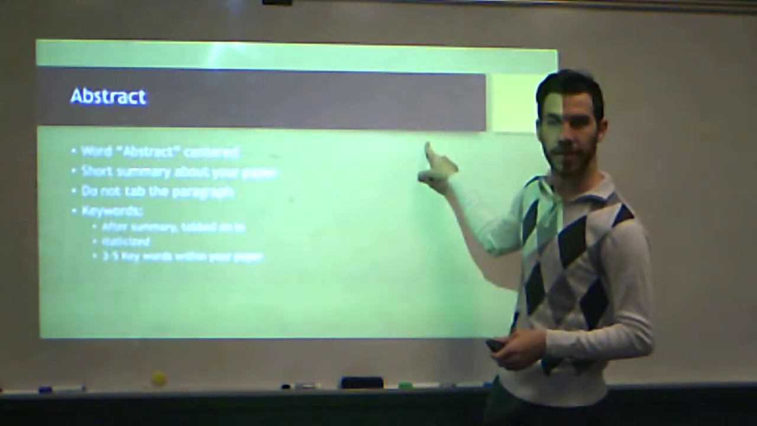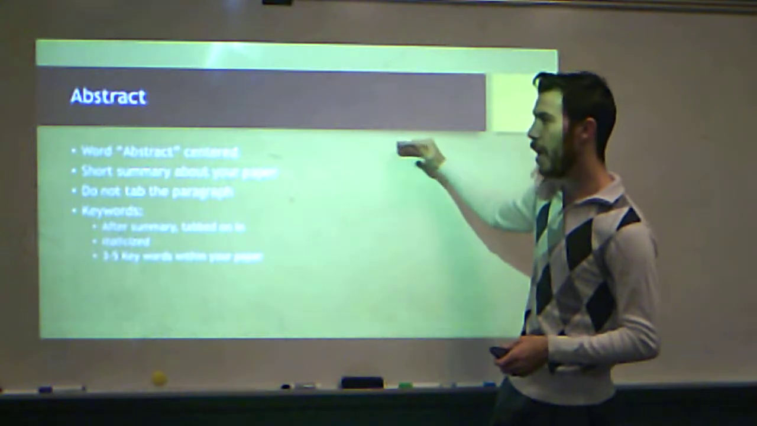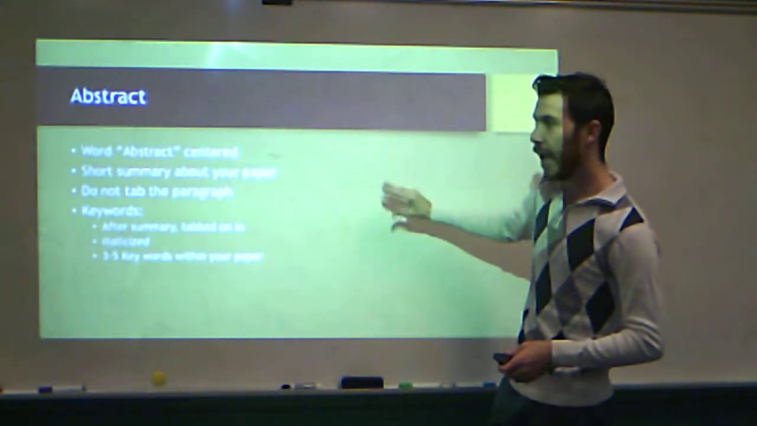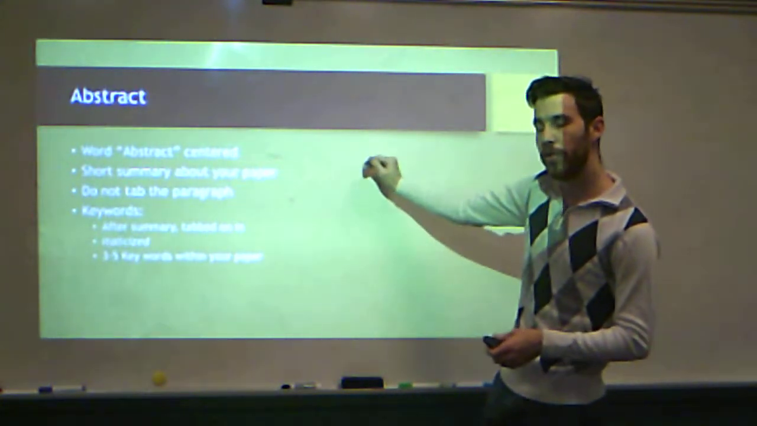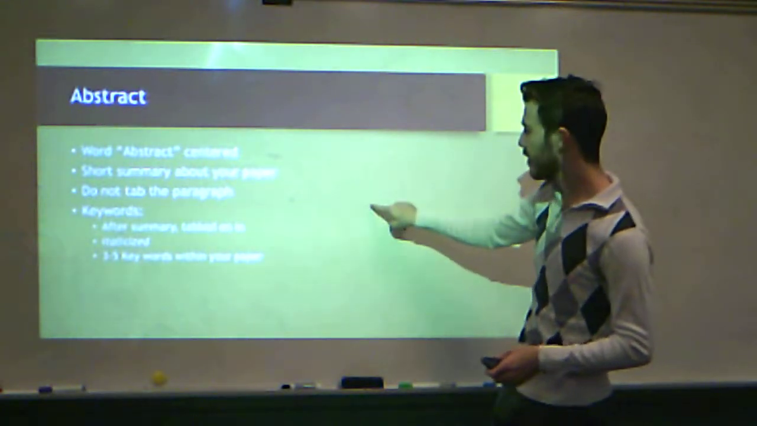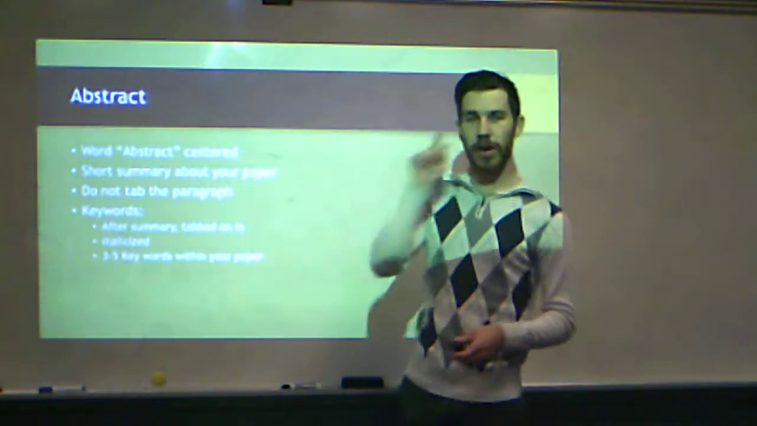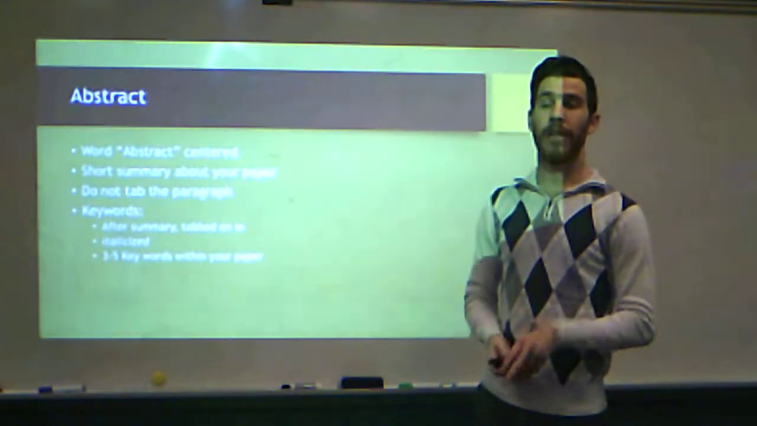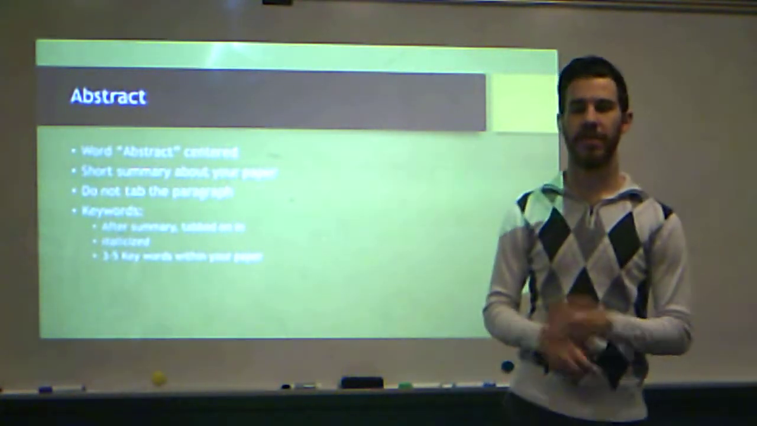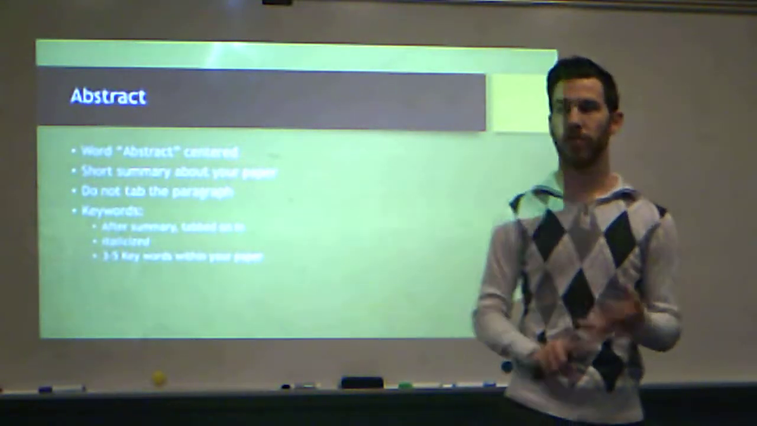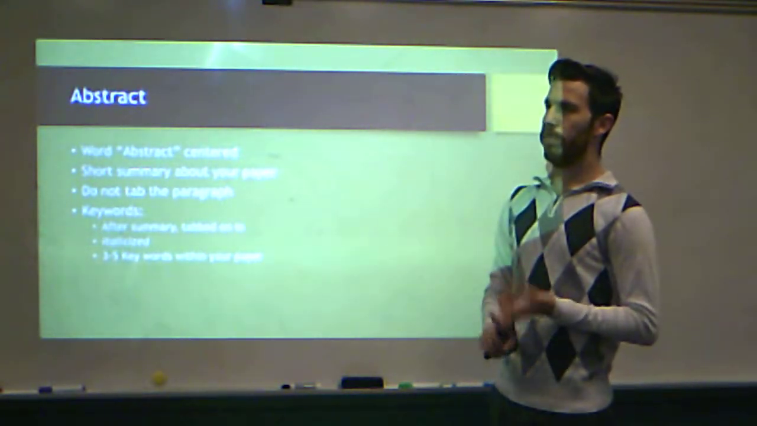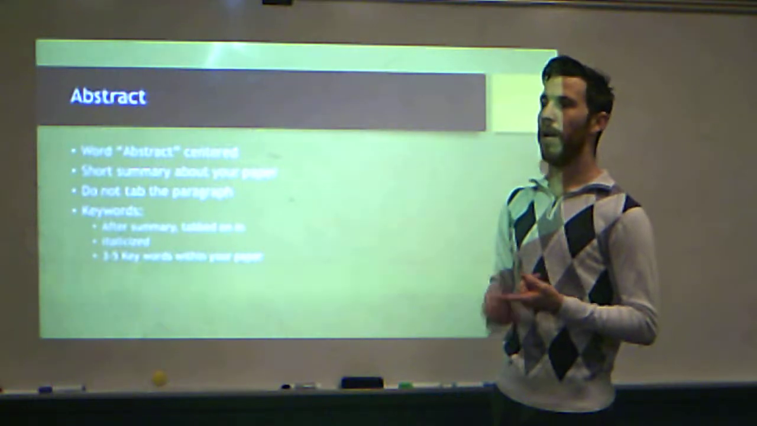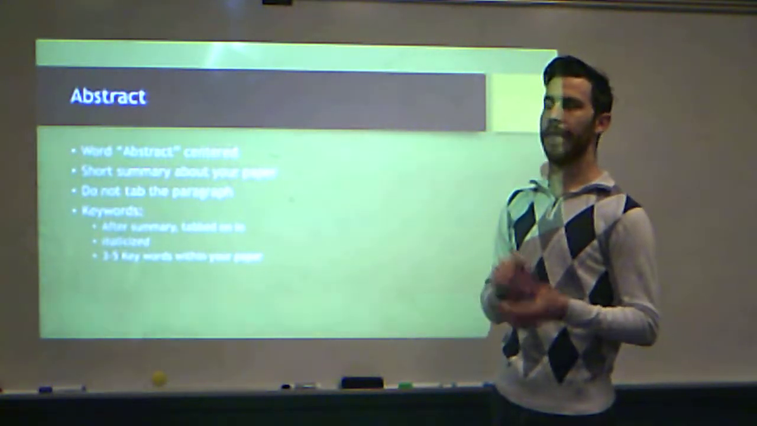The word abstract is centered in the center of the page, and it's going to be a short summary, and you're not going to tab the paragraph like you normally do. And at the very end, you're going to have the word keywords, and then a colon, and then you're going to have 3 keywords, 3 to 5. Okay, so my keywords for my master's thesis were Disney, social learning theory, media, males, and I think that's it. Okay?